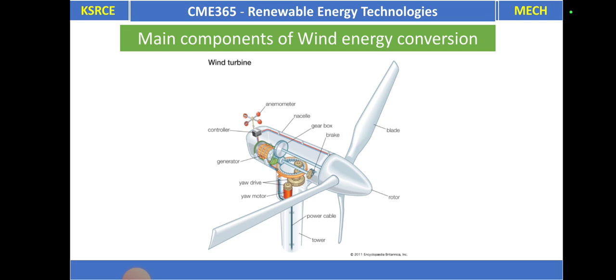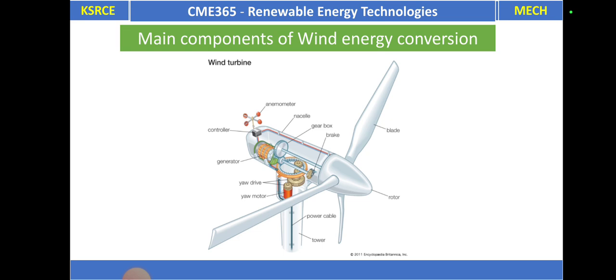It is placed on the top of the tower and it is connected to the rotor. Next one, rotor. The hub and the blades together compose the rotor. Most horizontal axis wind turbines use two or three blades in an upwind design. The blades are manufactured from fiberglass reinforced polyester, wood laminates, steel or aluminum.